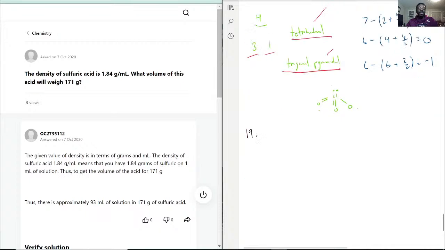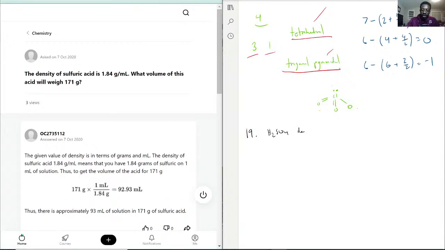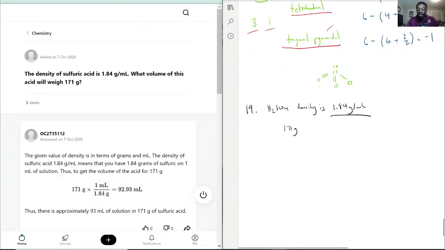The density of sulfuric acid, so sulfuric acid is H2SO4, density is 1.84 grams per milliliter. What volume of this will weigh 171 grams? So we have a conversion and we have what we start with. Okay, 171 grams. So in order to get what we want, we need to make sure the units cancel out appropriately. So we have 171 grams, that's our initial weight, of H2SO4. And we know that for every mil of H2SO4, there's 1.84 grams. So we put the 1.84 in the denominator to make sure it actually cancels out. And we put 1 mil in the numerator.